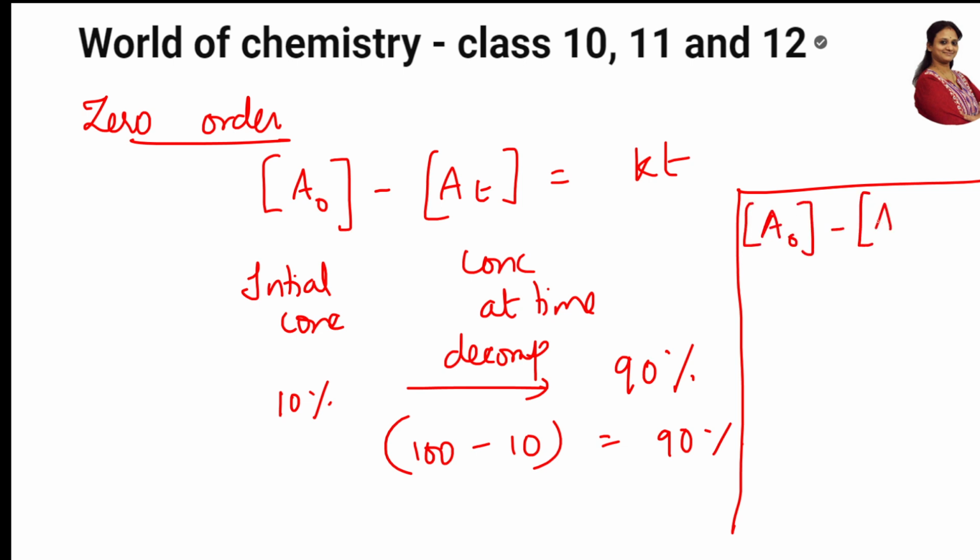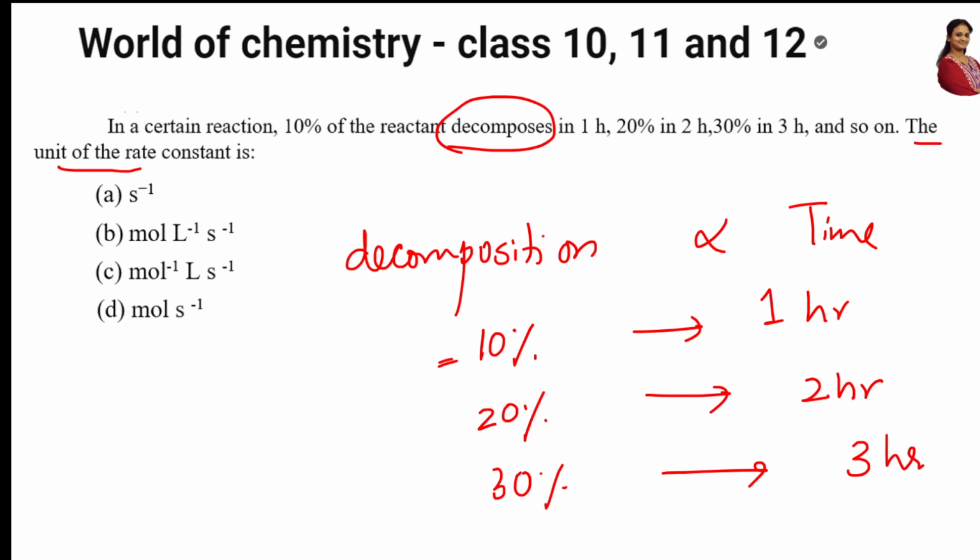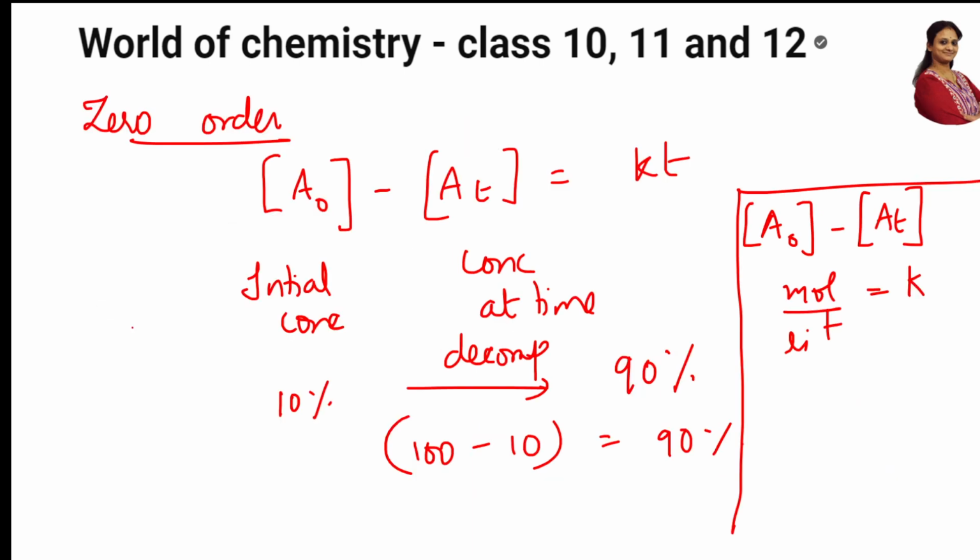This is At, correct? So what is this unit? Concentration only, no? So moles per liter. This is K into time. Did they give me any hours? No. They've given me seconds. So can I write it as time inverse, or second inverse? Second inverse. So when I take it out, K is equal to mole, liter inverse and second inverse. This is the unit. Simple.